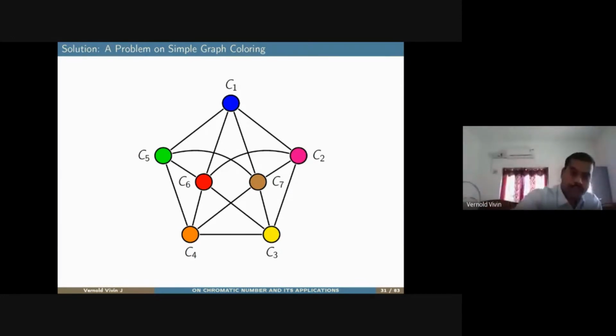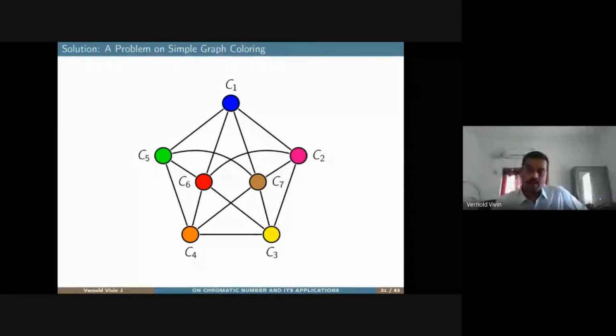Next, all the 7 classes are denoted by 7 vertices: C1, C2, C3, C4, C5, C6, and C7. Now we have constructed a graph using the condition given, with the vertex set C1, C2, C3 up to C7. This is the graph which we get. Now we are going to color this graph. As usual, if you give 7 different colors, there is nothing to prove, since adjacent vertices receive different colors. But we have to find the minimum number of colors needed to color this simple graph.